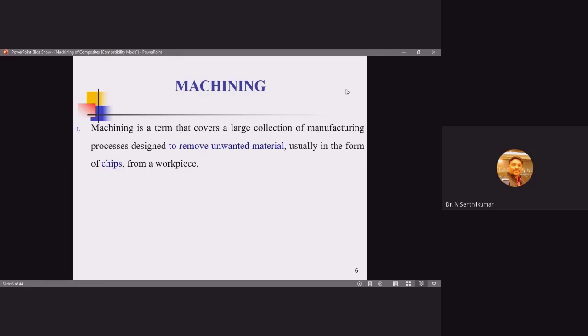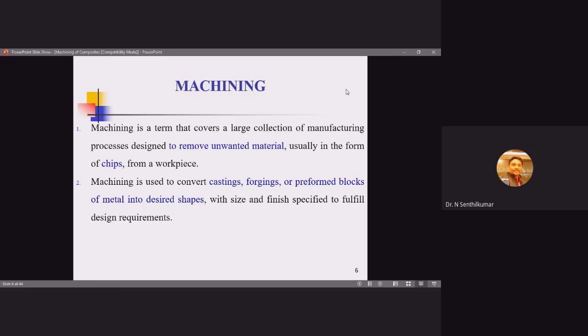So what is meant by machining? Machining is a manufacturing process. What it actually does is remove material. Why do we have to remove material? Because we want to convert the raw material into a finished component. For this, some amount of material has to be removed. The material to be removed is unwanted material, and that is usually removed as chips. So this is the normal definition of any machining process: removal of unwanted material by means of chips, by using a sharp cutting tool.